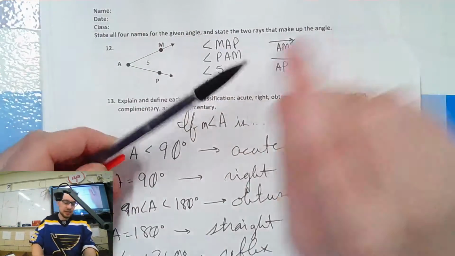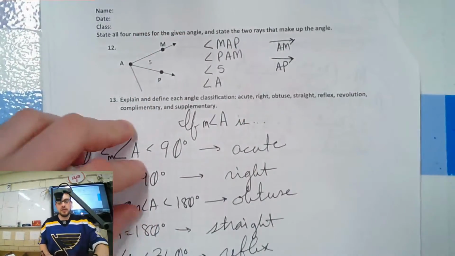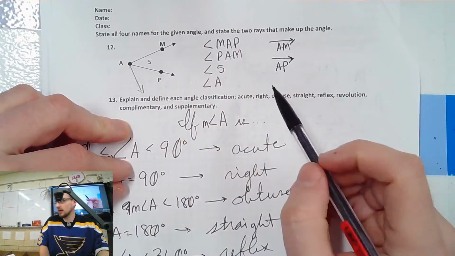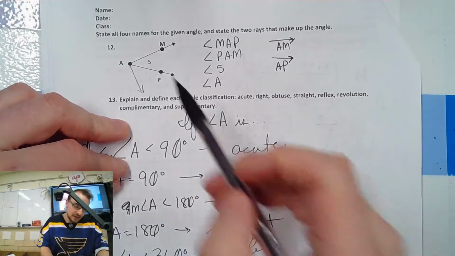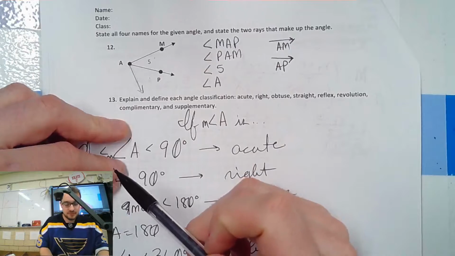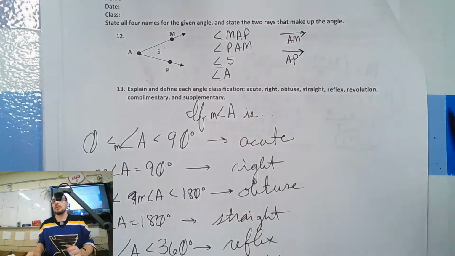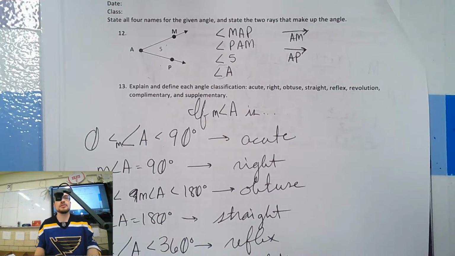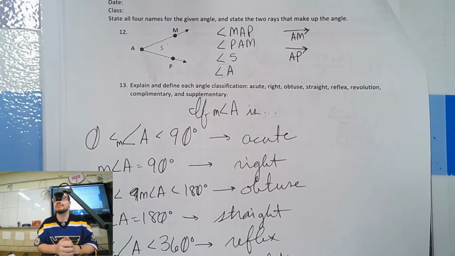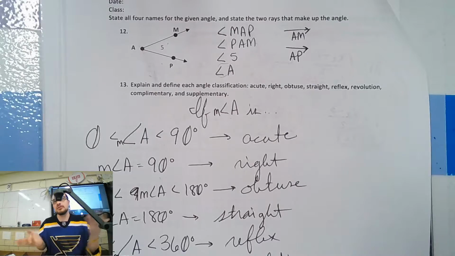The reason I don't like calling it angle A is because if there was another ray sticking out of here, you wouldn't know which one was angle A. It could be this one, it could be that one, it could also be this one. So that's ambiguous, but you can call it that. You guys know what ambiguous means? Ambiguous means unsure. It means you aren't sure, right?